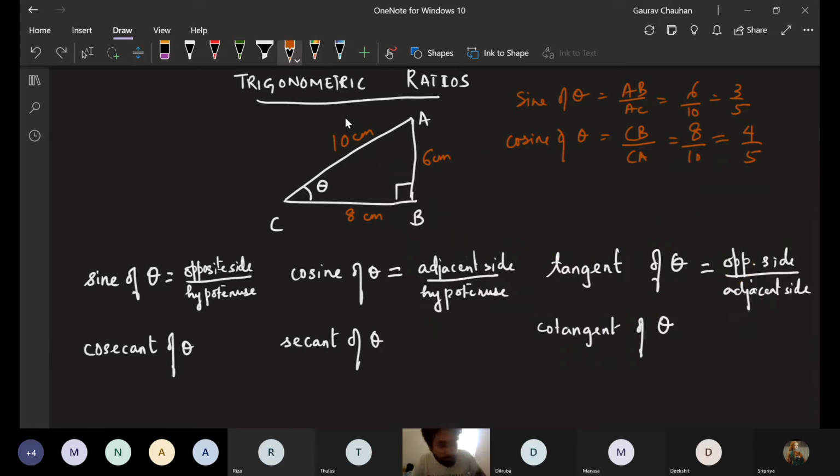Okay. I want Shripriya. Shripriya, are you there? Yes, sir. Shripriya, can you try to substitute tangent of theta? Can you tell me tangent of theta what will be? In place of opposite side, what I should write? AB, sir. AB, very good. And in place of adjacent side? CB, sir. Very good. That is equal to how much? 6/8, sir. Perfect. That is equal to 3/4. 3/4. Perfect. Perfect.